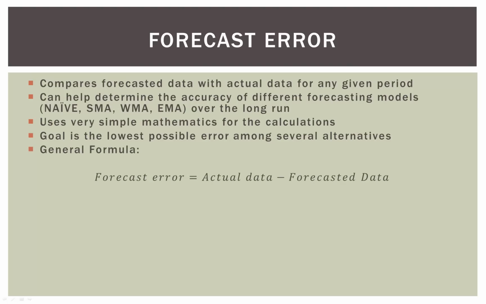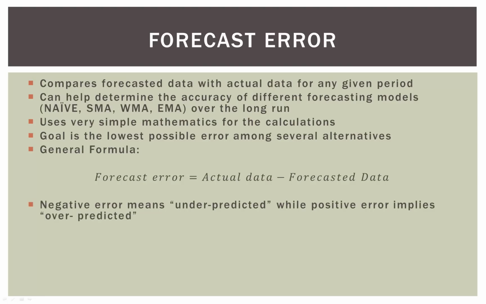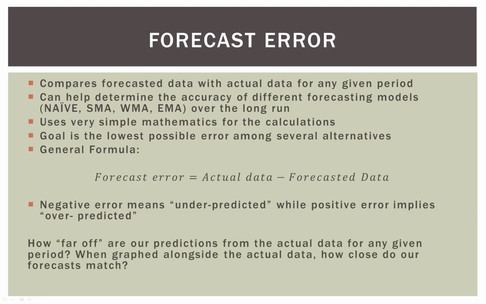And again, the general formula for the error is just the actual minus the forecasted, and the most obvious way to think about that is the weather forecast I just gave you. Negative error means that we underpredicted, while positive error implies that we overpredicted. Now again, what we're asking ourselves is, how far off are our predictions from the actual data for any given period? And when we graph the actual data alongside the predicted values, how close are they together? I mean, physically on the graph, how close are they together?